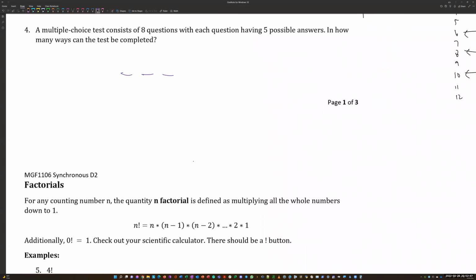Because there's going to be 8 questions. Let's say you're guessing on all of them, right? You have 8 different things you got to guess on. Is that correct? Yes. How many ways can you guess? Well, 5. So it's 5 times 5 times 5 times 5 times 5 times 5 times 5 times 5. So we get 5 to the power of 8.